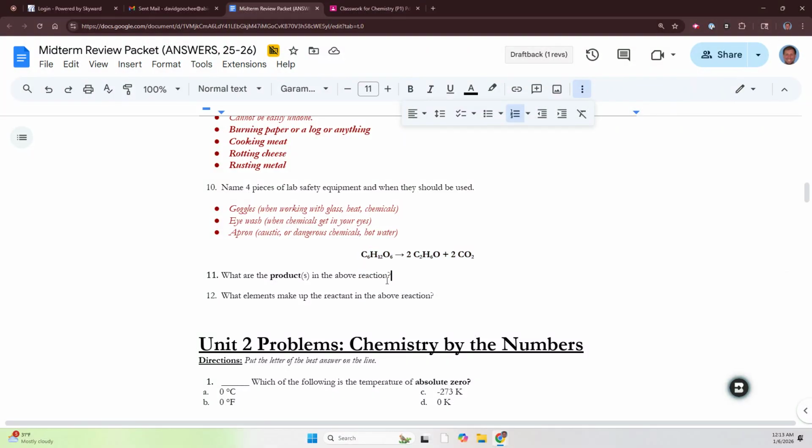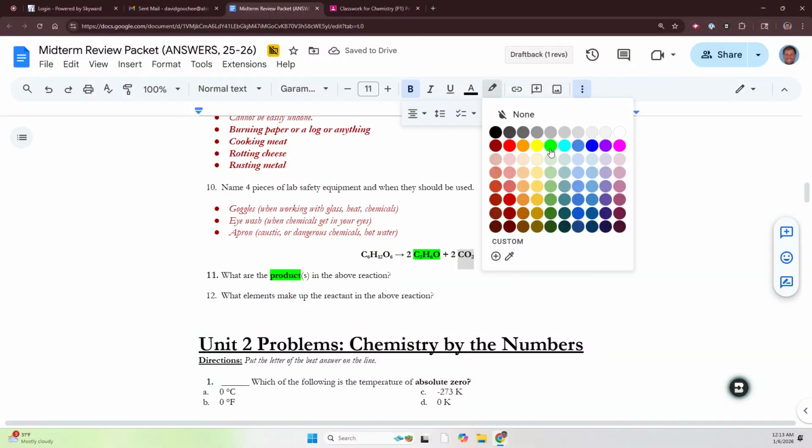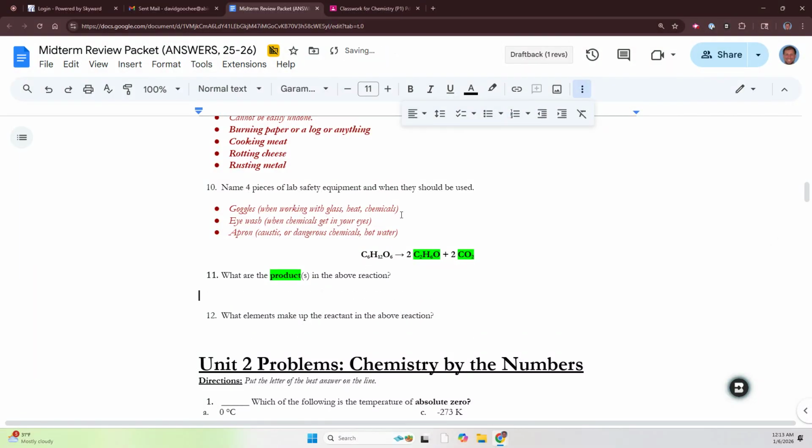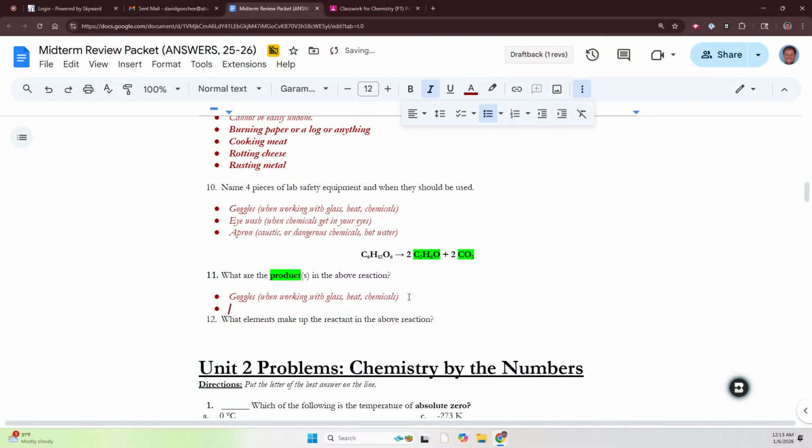So what are the products in the above reaction? Well, the products are what you end with. So in this case, the products are this substance right here and carbon dioxide. All right, those are the products because they are on the right side of the arrow, the yield arrow. All right, I'll write that in. Anything to the right of the yield arrow.